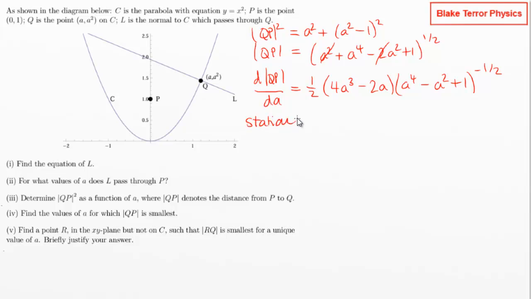So stationary when this is equal to 0. So, well, this is a fraction, so it's only going to be stationary when the numerator, that bit, is equal to 0. So we've got a is 0, or if we cancel the a's, that will be saying that 4a squared is 2, a squared is a half. So a, oh, we're back to our plus or minus root 2 over 2. So they're our options for this.